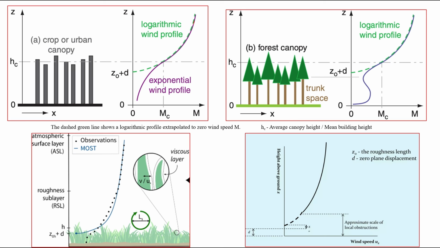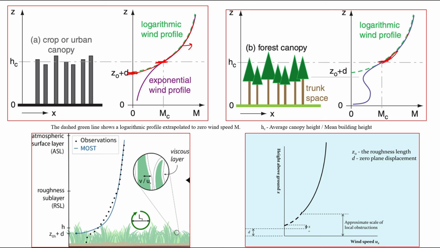So this is the original wind profile, and it approximately matches the logarithmic wind profile. Theoretically, they extrapolate this wind velocity profile to the zero point, that is, zero velocity, and that height is called the roughness length. Similarly here, above the canopy, the blue line is the original line.